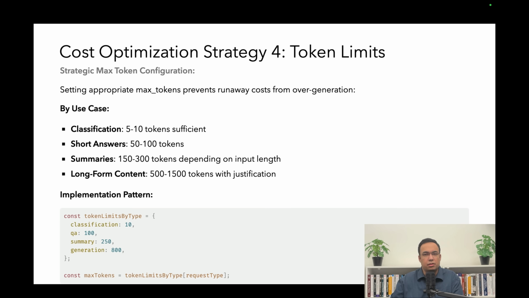Here's the implementation pattern in JavaScript. You define an object mapping request types to token limits. Classification gets 10 tokens, QA gets 100 tokens, summary gets 250 tokens, and generation gets 800 tokens. Then when you make your API call, you select the max tokens based on request type. This prevents a classification request from accidentally consuming 2000 tokens if the model decides to generate a verbose explanation along with the classification. You have hard capped it at 10 tokens, so even if the model wants to generate more, it's cut off. This protects your budget from unexpected behavior and very high unexpected cost spikes.